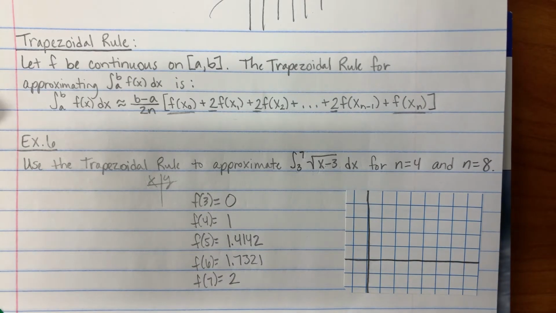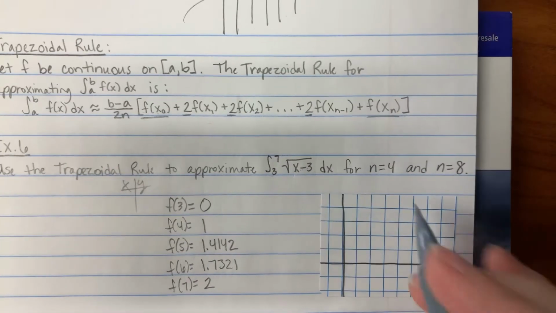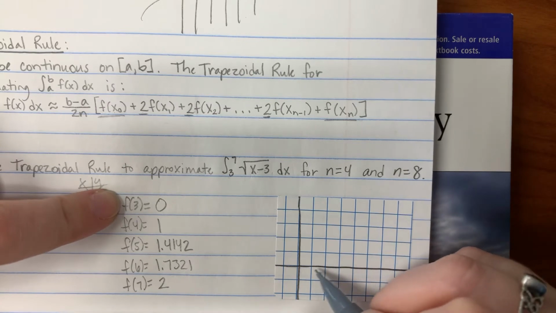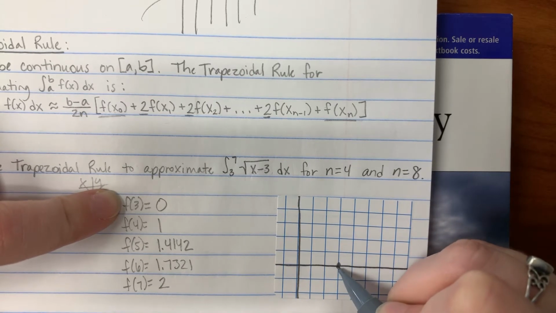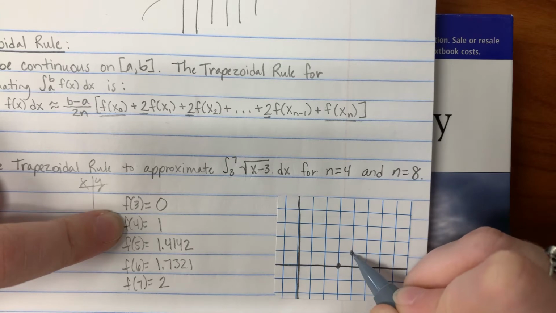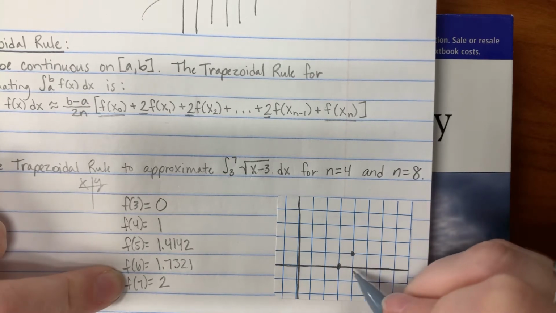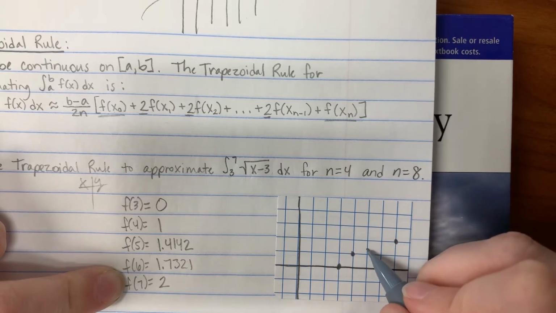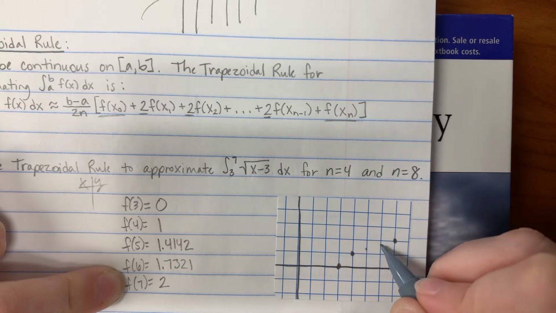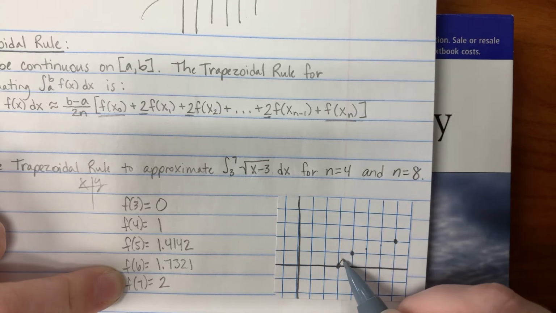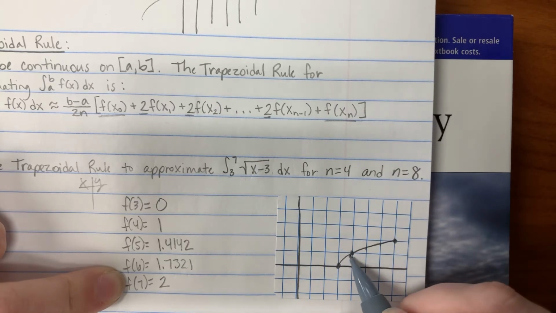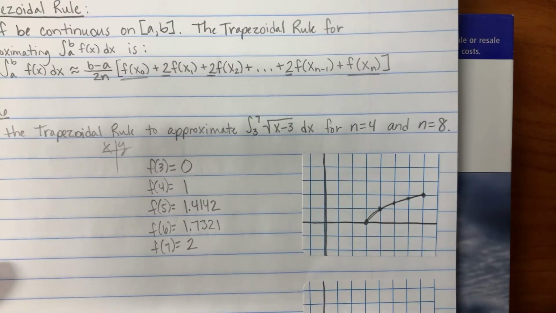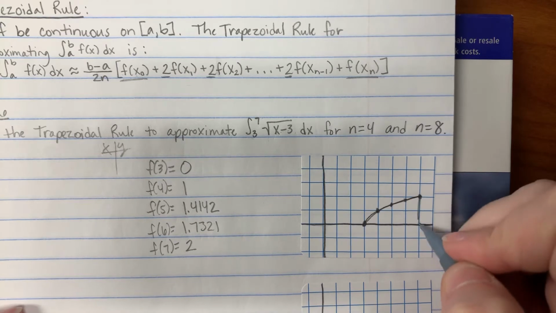Okay, so now I have all of those values. That gives me an idea of what this looks like on the graph. So at 3, f of 3, I was at 0. At f of 4, I was at 1. F of 7, I was at 2, so there's 4, 5, 6, 7. I was right here. And then these two were kind of in between, 1.4 something, 1.7 something, so it goes kind of like this. Okay, so that's what my graph looks like.